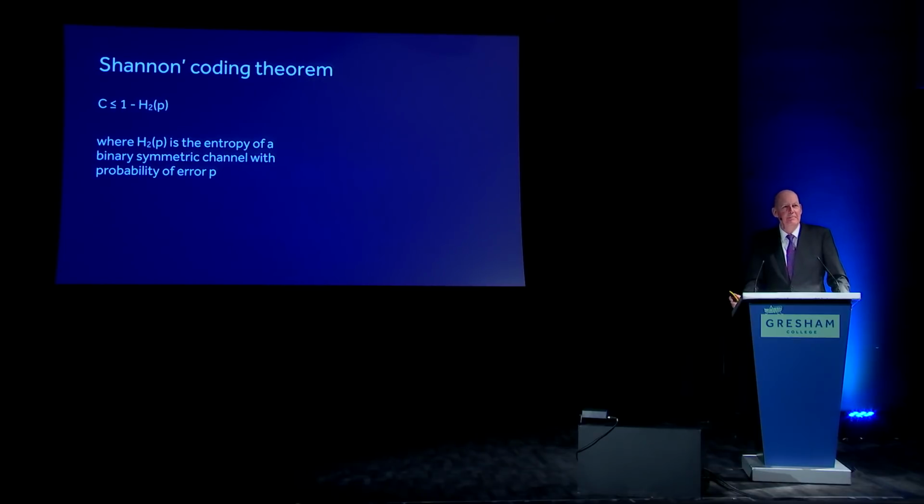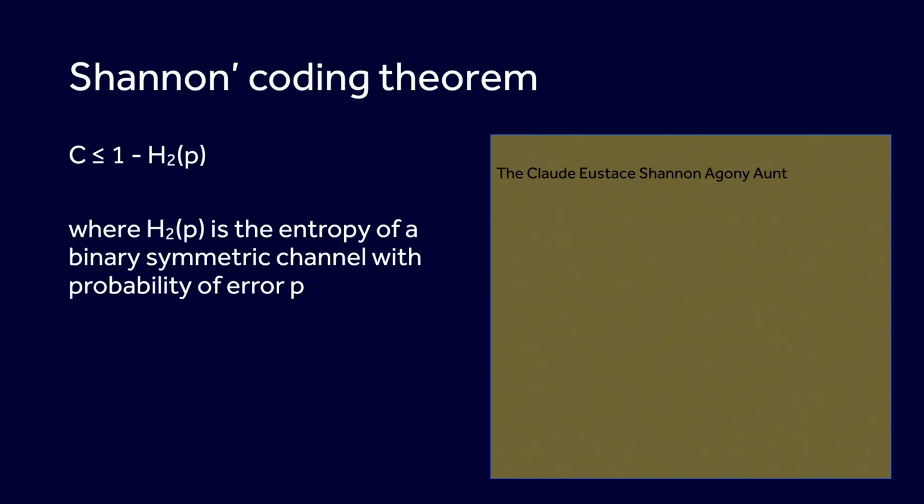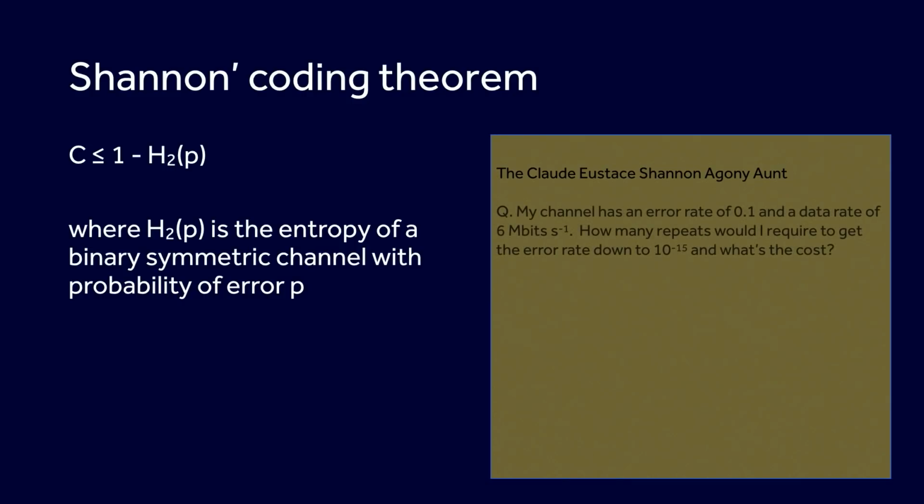But it's really quite an astonishing result, and it has some consequences. I've paraphrased them a bit with a sort of Claude Shannon agony aunt dialogue, an Aristotelian dialogue with an engineer. So here's an engineer, and she's saying, my channel has an error rate of 0.1 and a data rate of 6 megabits a second. How many repeats would I require to get the error rate down to 10 to the minus 15? 10 to the minus 15 is a number that is often used for reliable communication. And what's the cost?